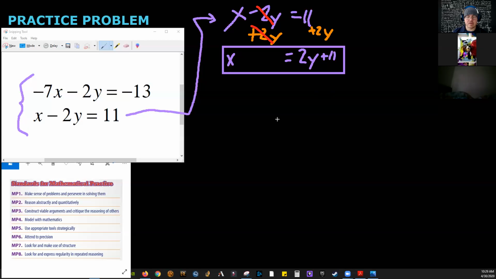So now we can use this to help out with our substitution, because now we have x equals stuff. So what we're going to do is jam this value, this stuff that x is equal to, in right here for that x, because now we know x is equal to 2y plus 11. So here we go. Let's try that. So it would be negative 7x. That'd be negative 7 times x. But we know that x is equal to this stuff. So that's going to be 2y plus 11. So negative 7x, which is this stuff, minus 2y equals negative 13.